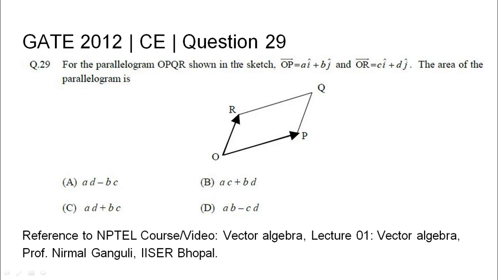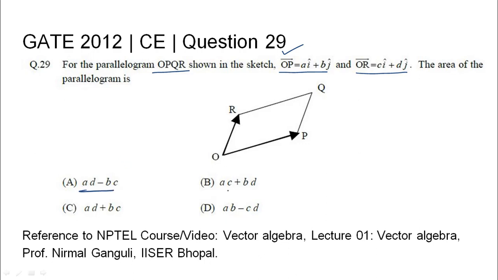GATE 2012 Civil Engineering Question 29. For the parallelogram OPQR shown in the sketch, where OP vector is equal to A i cap plus B j cap and OR vector is equal to C i cap plus D j cap, the area of the parallelogram is. The four options given are A.